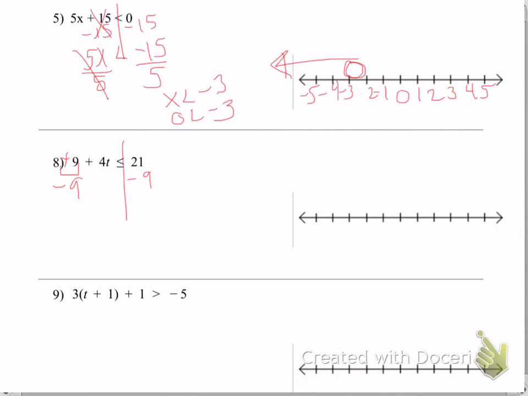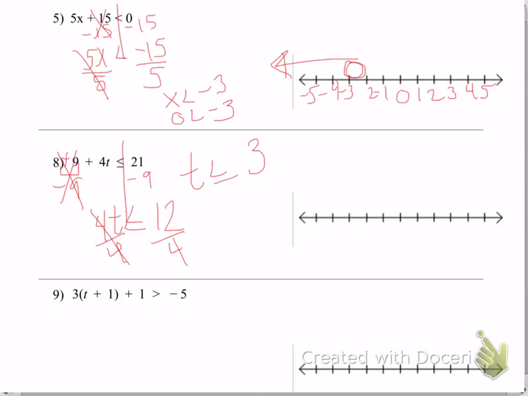So subtract 9 from each side. And these will cancel out. So we've got our 4t is less than or equal to 12. So now you have to divide both sides by 4 to get those to cancel out. So t is less than or equal to 3.